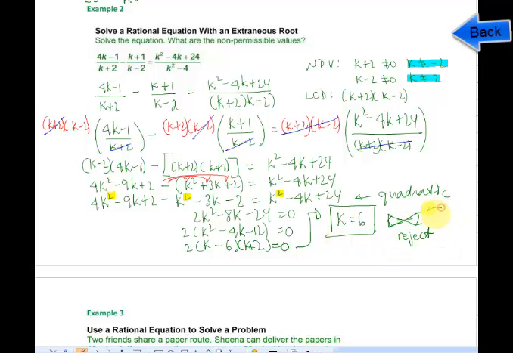Okay, so the negative 2 is your extraneous root. It's the root that you get that isn't a possible answer because of your non-permissible values up here. Okay, so I'm going to end this now, and then I'll do a part 2 for the word problems.